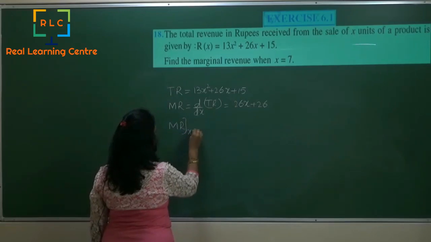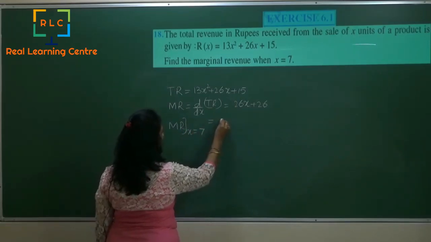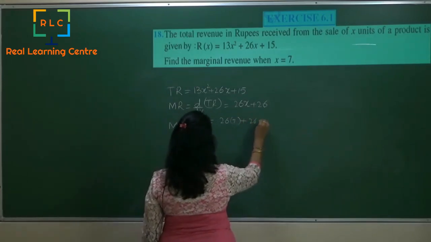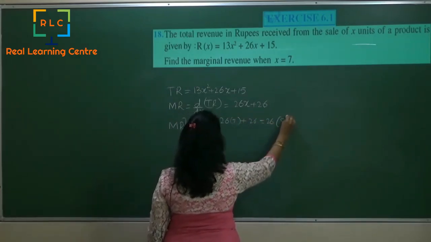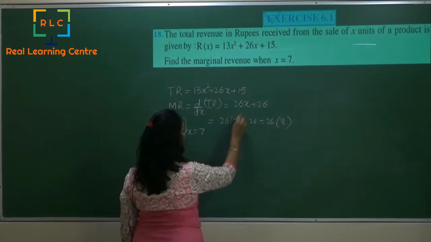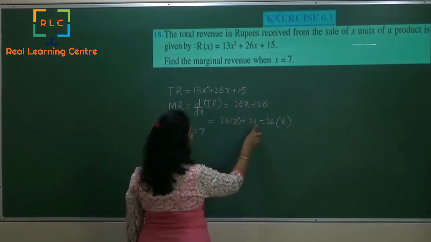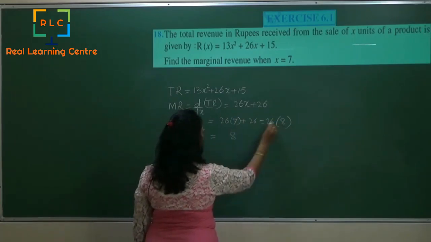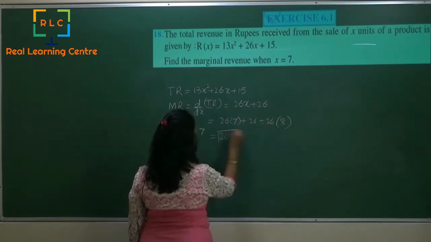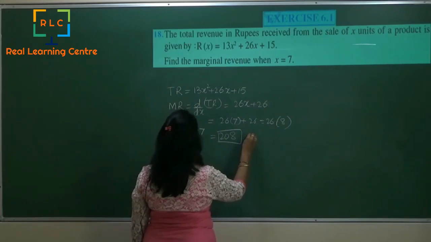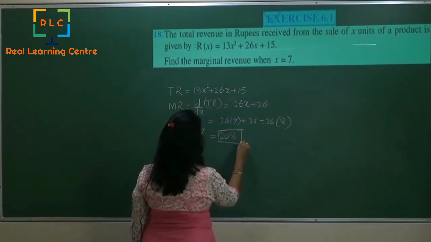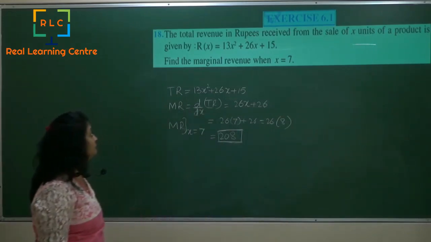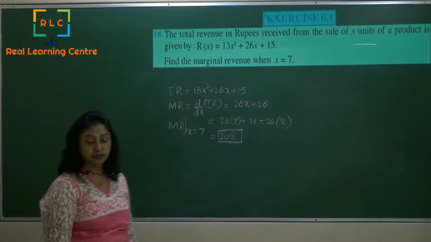So MR when x is equal to 7 is equal to 26 into 7 plus 26. That is equal to 26 into 8. Am I right? I have taken out 26 common. Then you will get 7 plus 1, 8. So 26 into 8. 8 6s are 48. 8 2s are 16 plus 4, 20. So this is marginal revenue, 208. It will be 208.